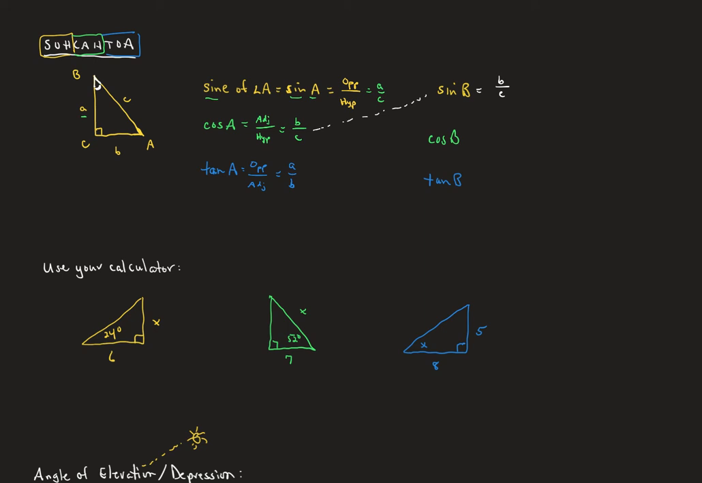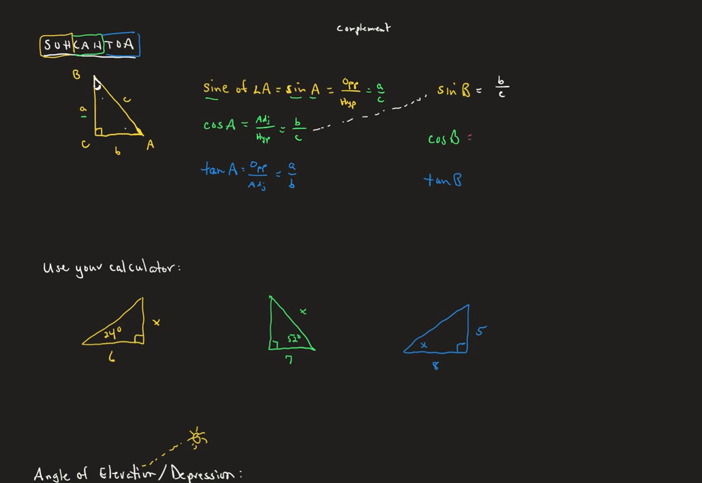That is because angle A and angle B, because they are the other two angles in a right triangle, must add up to be 90 degrees. You may remember that two angles that add up to be 90 degrees are known as complementary angles, or they're complements of each other.